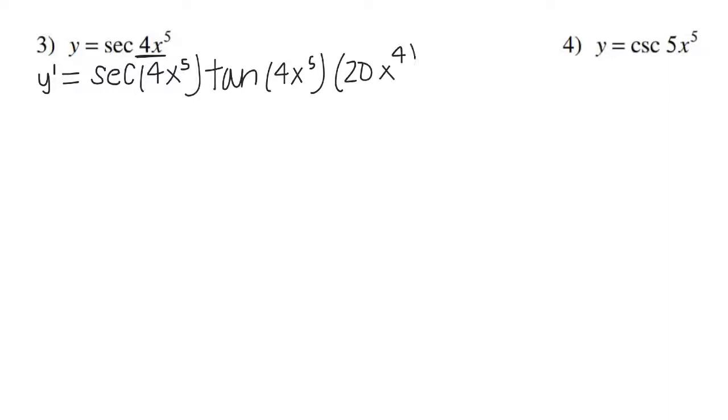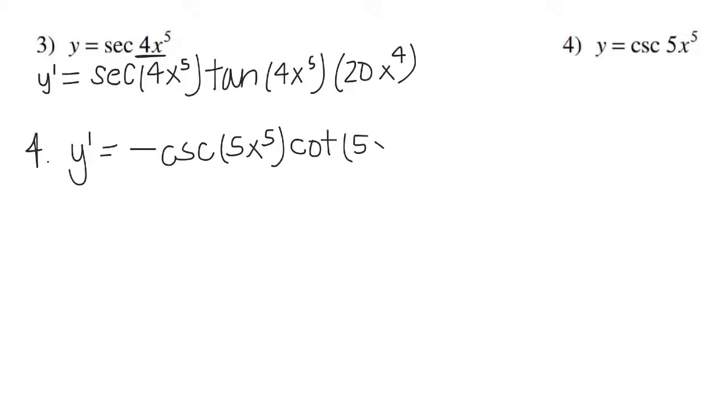20x to the 4th. Great. Questions about it? Okay, so number 4, the derivative there, y prime. Well, the derivative of cosecant is going to be negative because it's a co-function. I know that much, right? And it's going to be negative cosecant, CSC, right? 5x to the 5th, times cotangent, 5x to the 5th, times 25x to the 4th. All right? Did y'all get those? Yes.